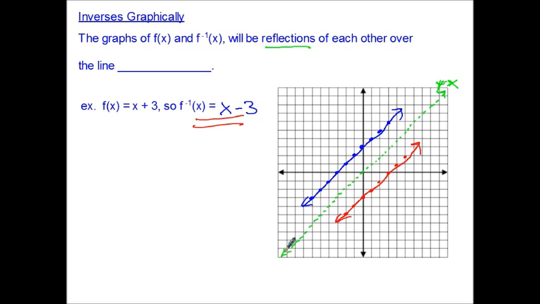Okay, so we're looking at that. Basically, you can imagine if I folded the paper on this green dotted line, this blue line, I'm sure you can imagine it landing right on top of the red. So that's what I'm thinking graphically these guys end up playing out. Well, not just thinking, I know what I'm talking about. They're going to be reflections of each other over the line y equals x. So if I draw a graph and its inverse, I should be able to fold it and have them match up with each other that way.